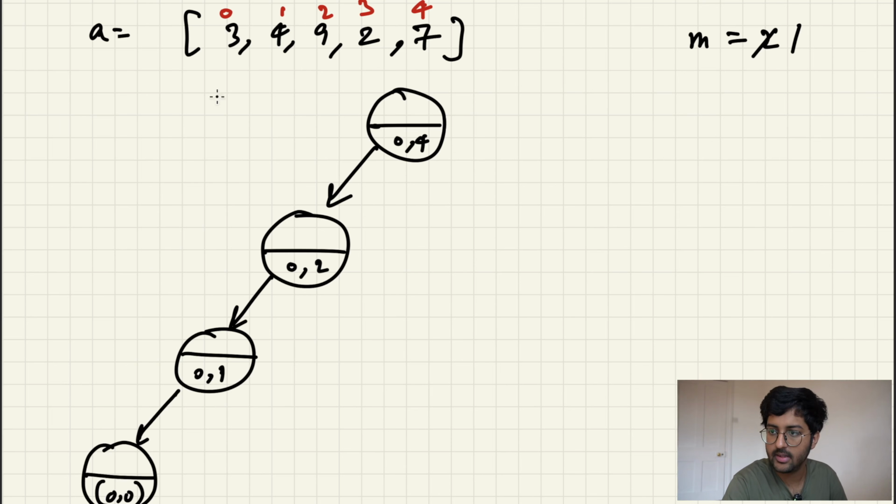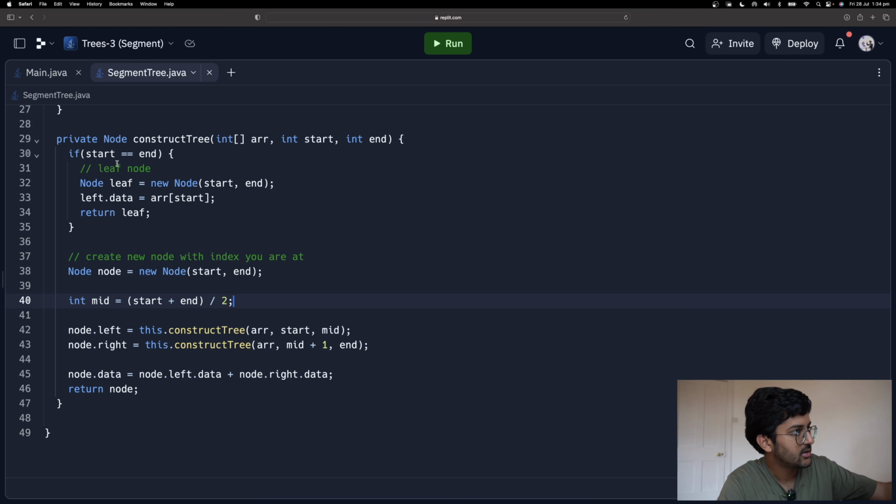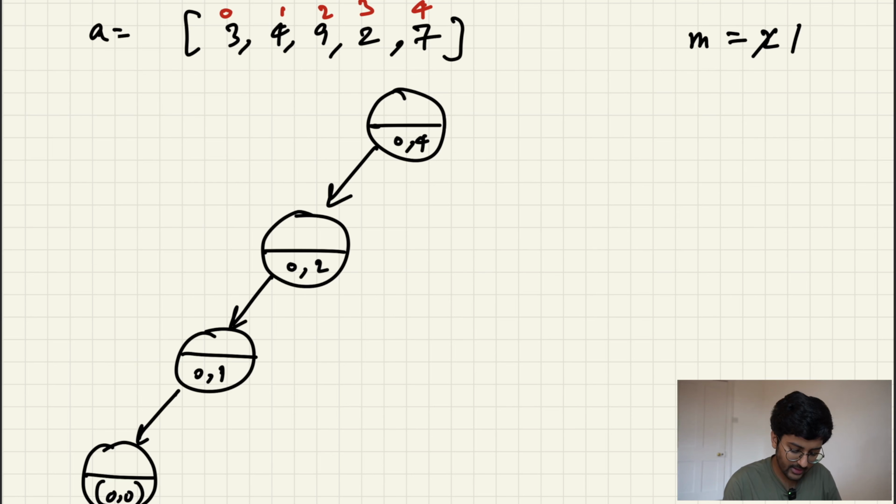Now it will be, first of all going inside. So it will be like, start equal to 0. Yes it is. Then it creates a leaf node. Leaf dot data will be array of start, and then return leaf. So leaf dot data will be array of 0, which is 3.